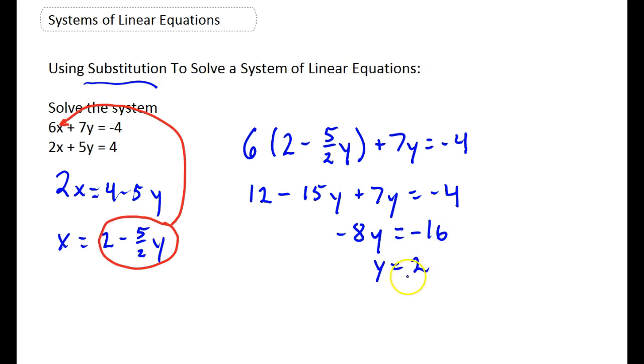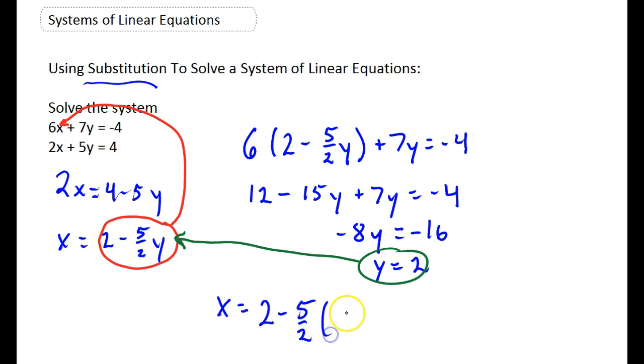So I know what y is, but we're not done yet, because now I have to take this and put it in for y right there so I can figure out what x is. So x is going to equal 2 minus 5/2 times 2. We just figured out that's what y equals. So that's 2 minus 5, because the 2's cancel, and I get -3. So the solution to this system of equations is -3, 2.